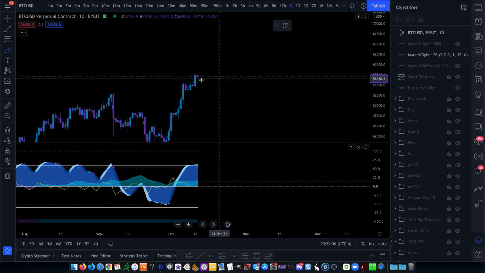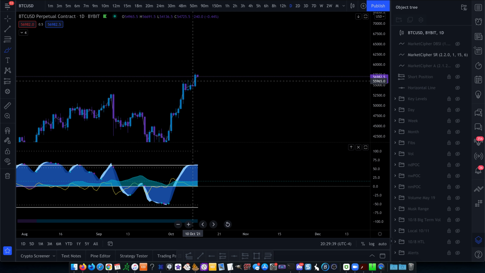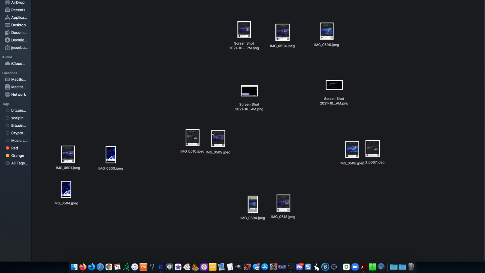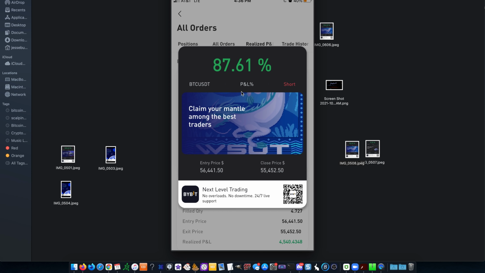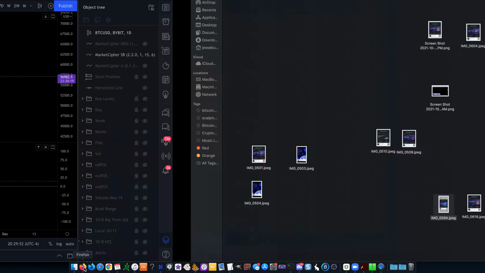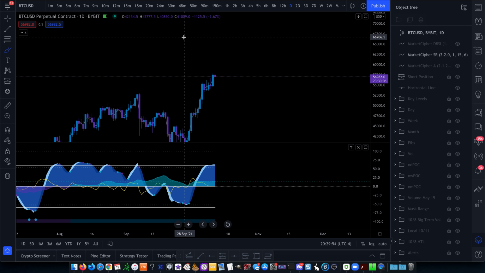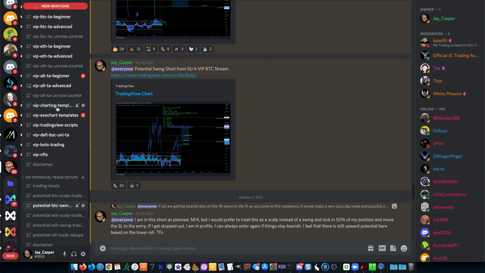Now let's take a look at the trade I took yesterday where I shorted this wick right here. That was also pretty epic. Like I said, this was a much higher leverage trade. I was viewing it more as a scalp, 87% in profit. Here's how I got into that trade. Okay, we'll come back to the chart. We can see here that if we go to a lower time frame, actually, let's go to the VIP Discord where I post my technical analysis.